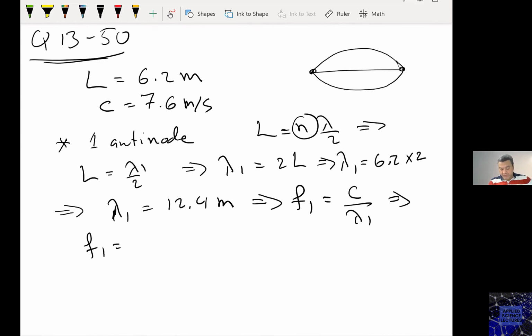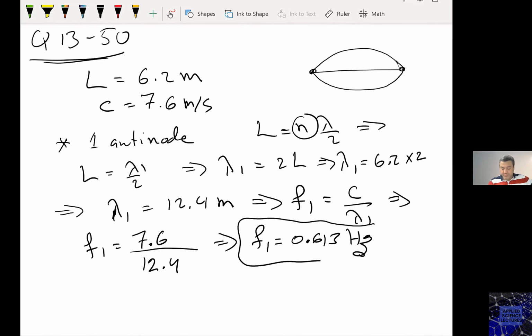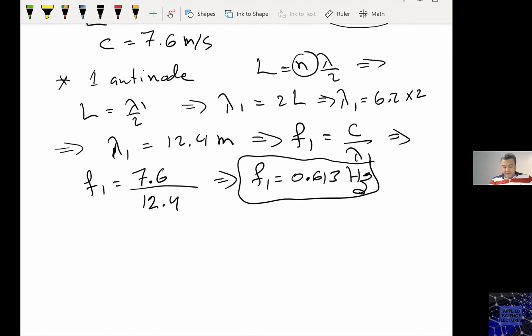And in this case, F1 would be c over lambda 1. F1 equals 7.6, c, divided by lambda 1, which is 12.4, and F1 is 0.613 hertz. So this is for one antinode.